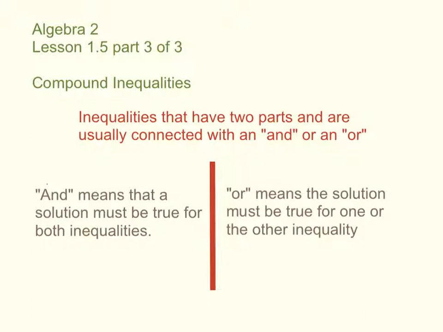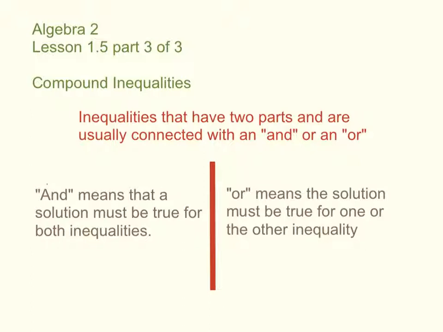Compound inequalities are inequalities that have two parts and are usually connected with an "and" or an "or". The "and" means that the solution must be true for both inequalities. An "or" means that the solution must be true for one or the other inequality.